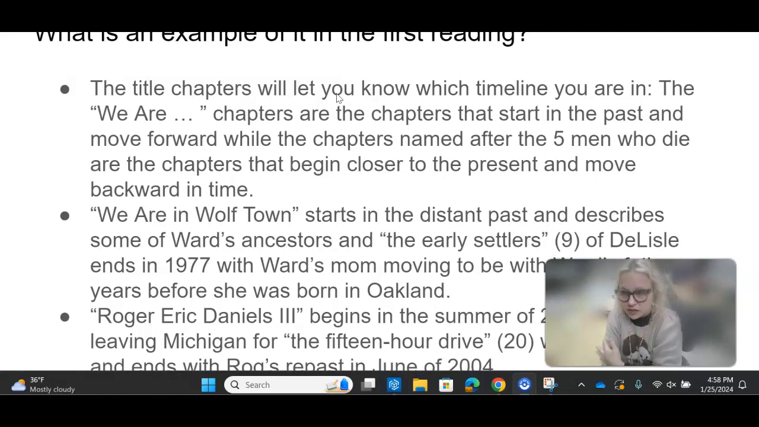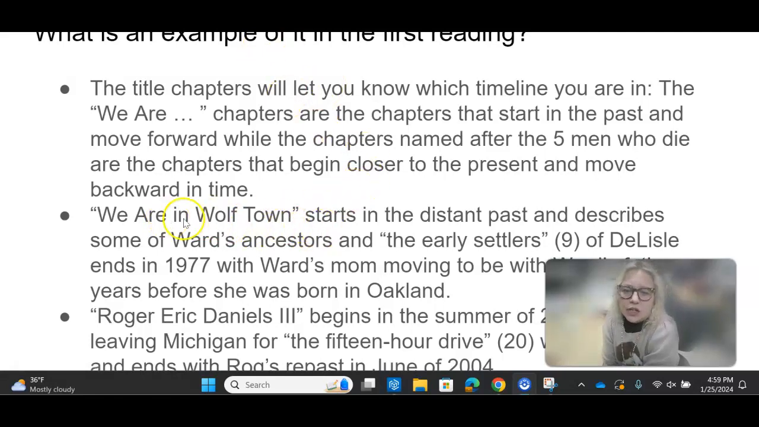Of course, she starts with the distant past, but then eventually she's going to get to her birth and then tell her story of growing up. And the chapters that are named after people, those are the chapters that start more closely to the present, 2004, with Raj's death, and then move backward in time to Josh's death.